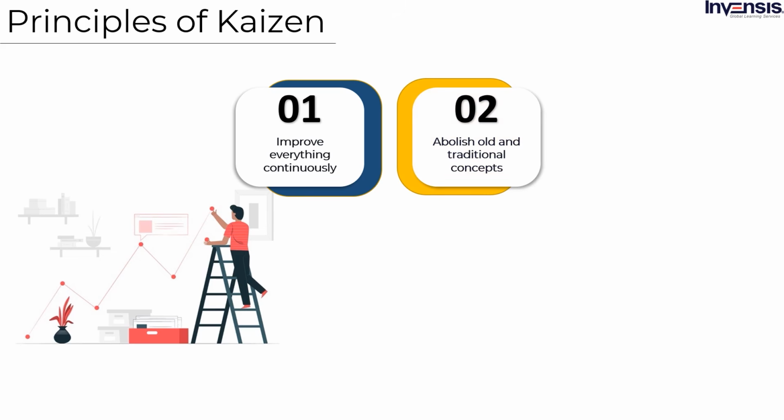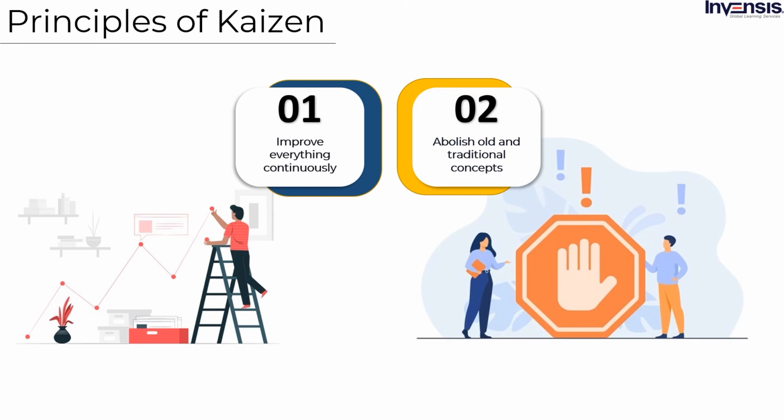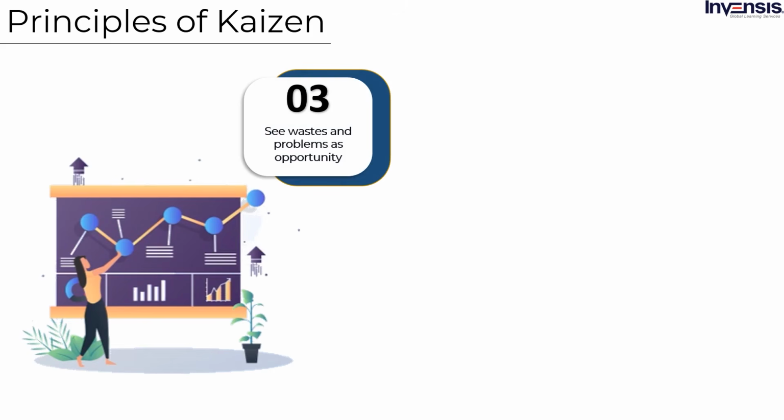The next principle is abolish old, traditional concepts. Implementing old traditional methods for the present trends cannot yield the result you are seeking. So, it is better to adapt to the new technologies by abolishing the old ones. Next in the list of principles, we have see waste and problems as an opportunity. Problems are yours and your organization's biggest opportunity. The more problems you see, the more ideas you can have. You can always turn waste into gold.